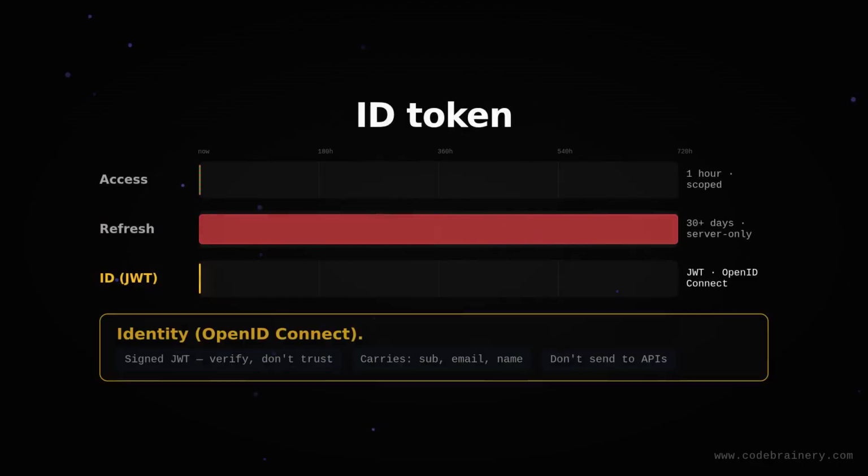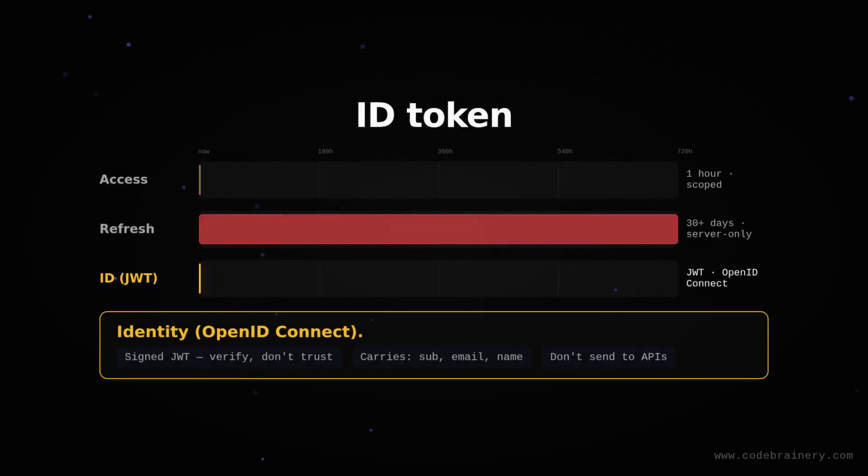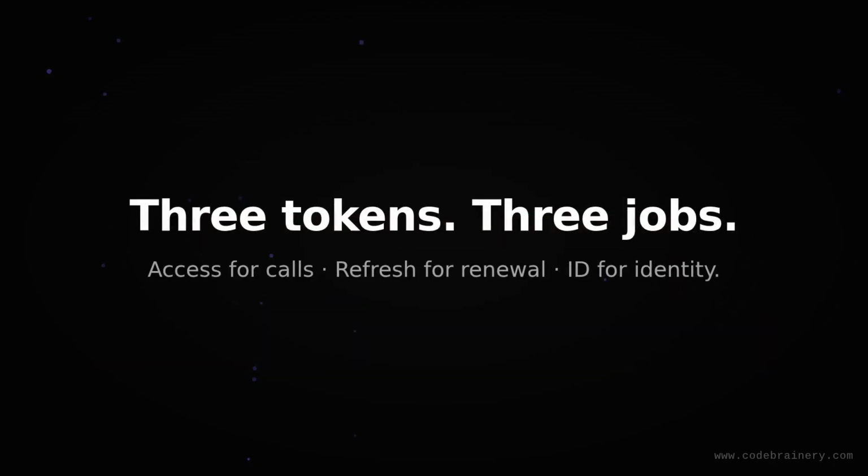ID token. Optional. Only shows up when you're using OpenID Connect, the identity layer built on top of OAuth. It's a signed JWT containing who the user is: name, email, subject ID. You verify it, you don't send it to APIs. Access for calls, refresh for renewal, ID for identity. Mix them up, and you ship a security bug.